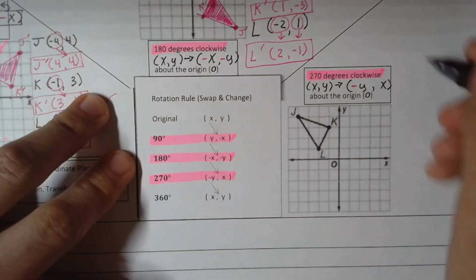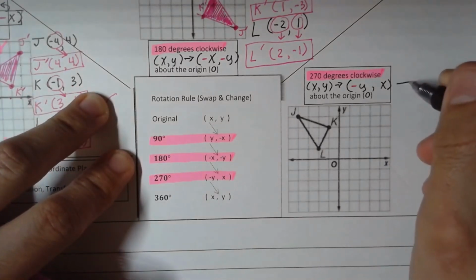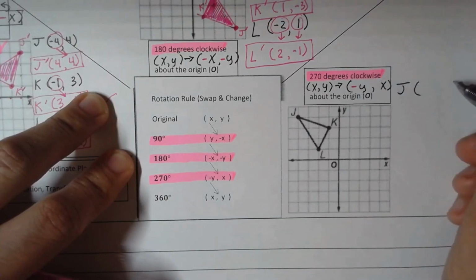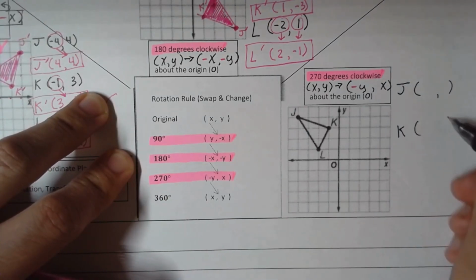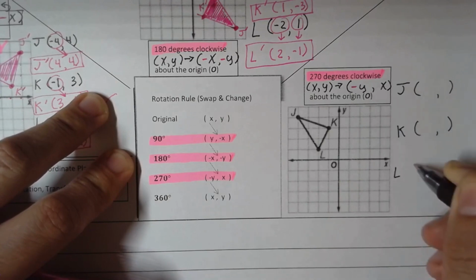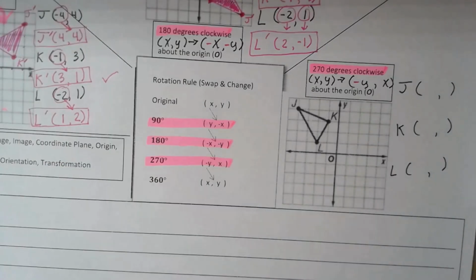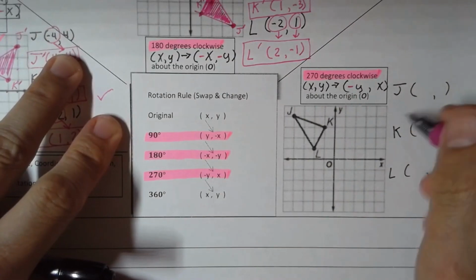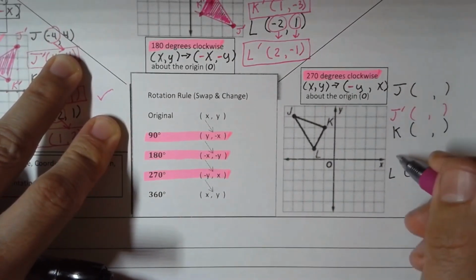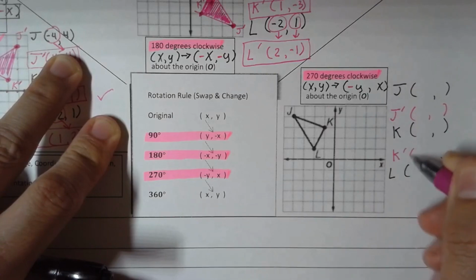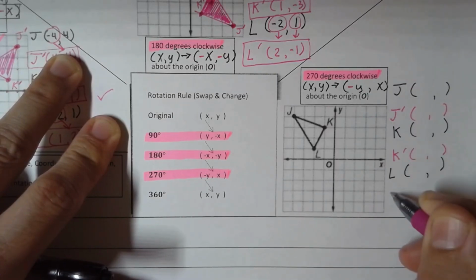So if we go ahead and work this out, I'm going to write our points. I have J, I have K, and I have L. And then we're going to have J prime, I have K prime, and I have L prime.